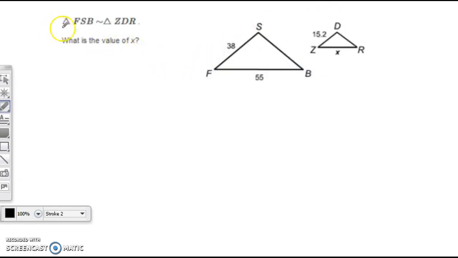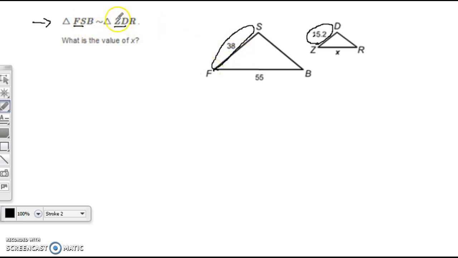Triangle FSB is similar to ZDR. Now this similarity statement is important because it tells us the corresponding side lengths. For example, if I want to use side length FS, I'm going to go back and see what it corresponds to. This picture is nice because it lines it up perfectly, but a lot of times it won't. So always go back and check from your similarity statement.